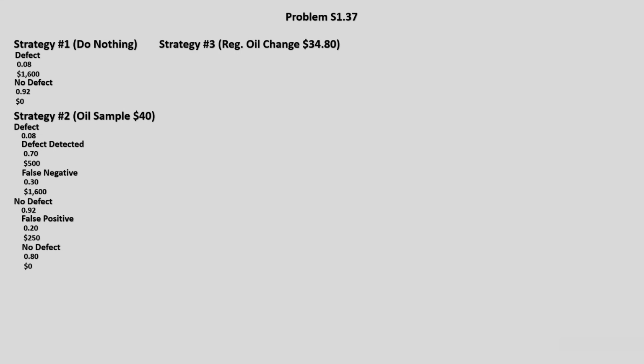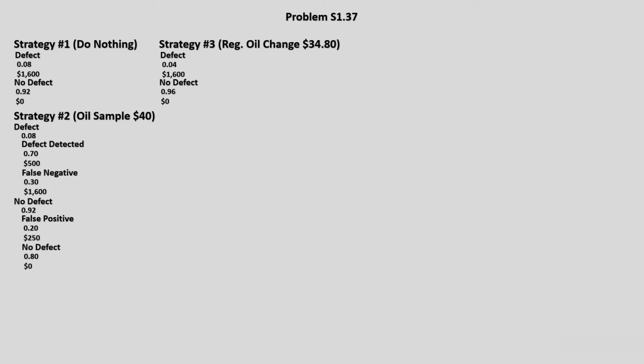Strategy 3, we're going to do regular oil changes. The cost of a regular oil change is $34.80. There will be two states of nature, defects and no defects. Since we are doing regular maintenance, the probability of a defect being present is reduced to 0.04. If the defect is present, it's going to cost $1,600 to do the repairs. No defect. Our probability of no defect goes up to 0.96. And of course, no defect, no cost.